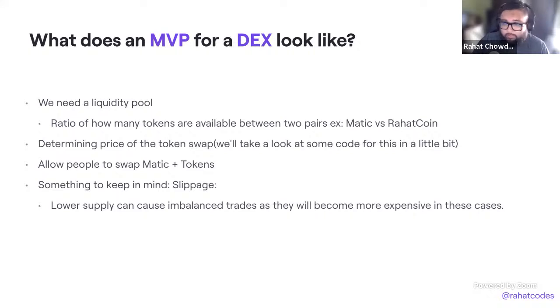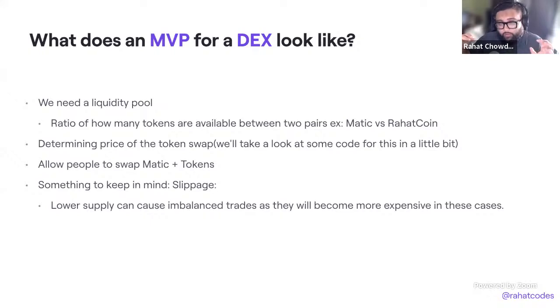So I can put in some Matic, get some tokens, put in some tokens, get some Matic. And the thing I mentioned before, of why you might not get something exactly equal, is this concept called slippage. What is slippage? A lower supply of liquidity for your tokens causes them to be more scarce and can raise the price of that token. So let's say I had 10 Matic and 10 Rahat coin inside of a pool, right? If I wanted to buy some Rahat coin using some Matic, I would put some Matic into the pool and I'd get some Rahat coin back, right?